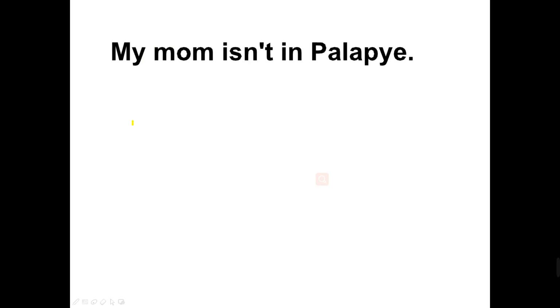Now we will learn another expression of 在. Here we can see 我妈妈在帕拉佩吗? Actually, for this sentence, it didn't show the action is in progress. But to understand this sentence, because we once learned that we often use 在, for example, the puppy is under the chair. 小狗在椅子下面. We use 在, right?